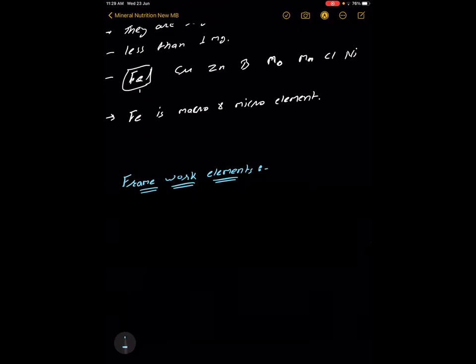What is framework element? They form the frame of the cell, and the frame of the cell is the cell wall. So they form that cell wall, or frame of the cell.